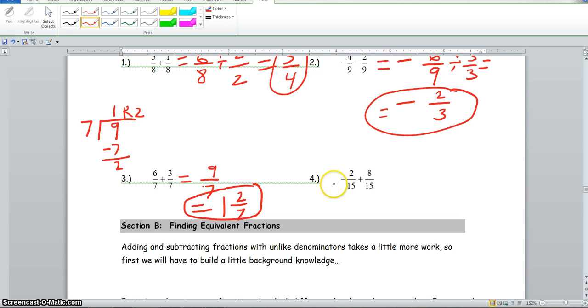Now we come here to number 4, negative 2 fifteenths plus 8 fifteenths. Now remember, they must have the same denominator in order for us to add them. So we will first carry over the 15.